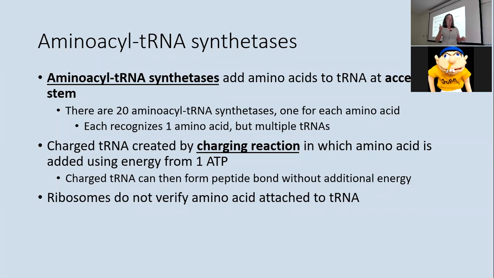Right? Now, all of our quality checking in this process is done by the synthetases and the tRNA. The ribosome does not verify the amino acid on the tRNA. It assumes if the tRNA shows up with the right codon, it's got the right amino acid, and it just goes on with its business.